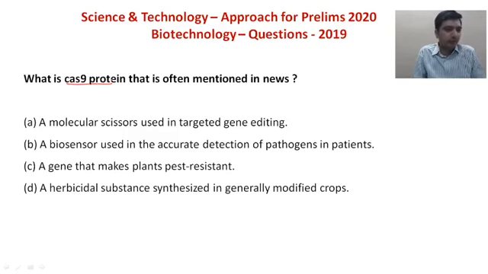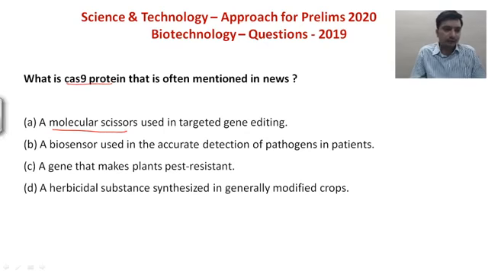So this question is straightforward. They asked what Cas9 protein is, which is often mentioned in the news. So you probably know it. CRISPR is the RNA component and Cas9 is the protein component, which acts like a molecular scissor. It cuts the targeted DNA molecule. So it is a molecular scissor used in gene editing.